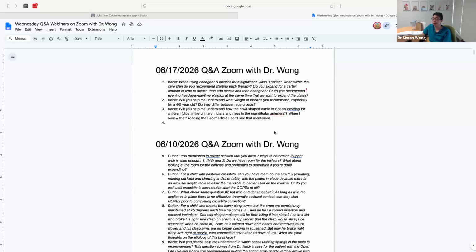Okay, so next question. Will you help me understand how the bowl-shaped curve of Spee developed for children, dips in the premolars and rises in the mandibular anteriors? When I review the Reading the Face article, I don't see that mentioned. So Reading the Face is John Muir's article, and he's not particularly interested in teeth. He's only interested in the face.